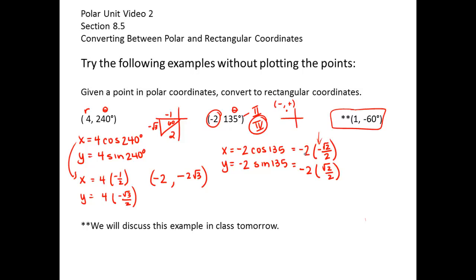So this negative 2 in the top, that negative and the 2 in the denominator will actually simplify just to a root 2. And the other one will simplify to negative root 2. So that's your final answer for this one. So you're going to go ahead and take a look at the last one here with the stars on it, 1 comma negative 60, and give that a try.